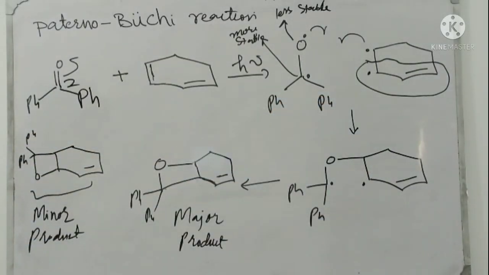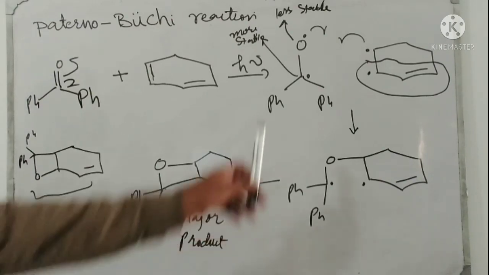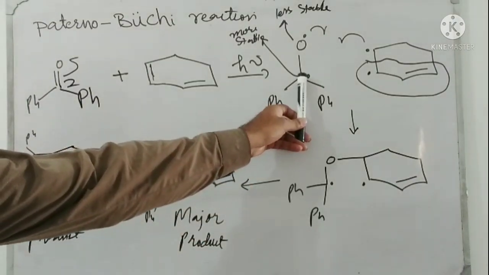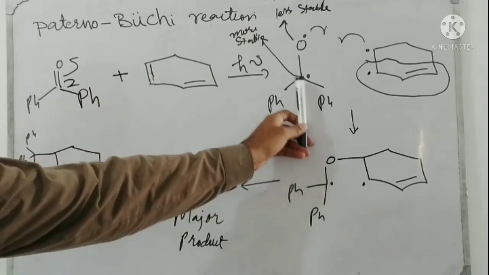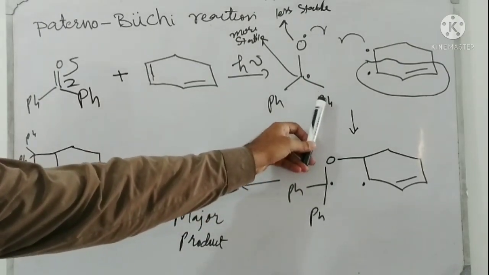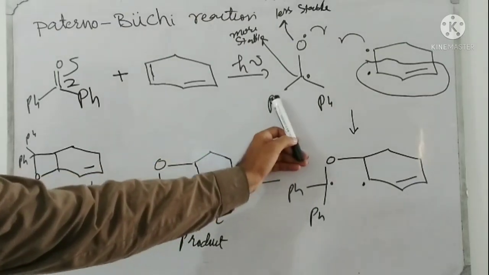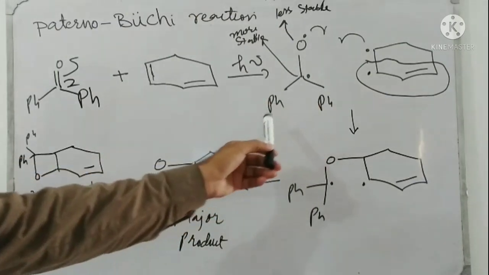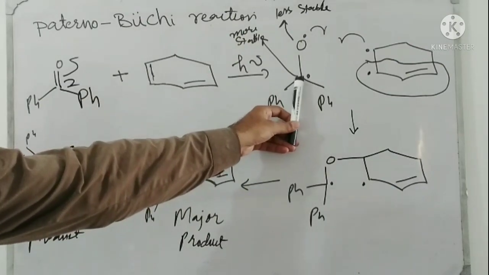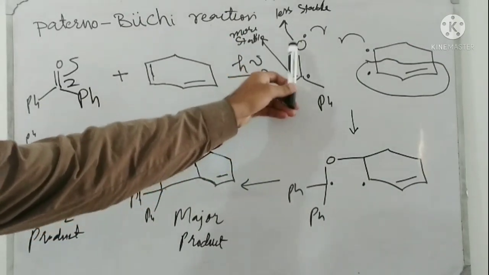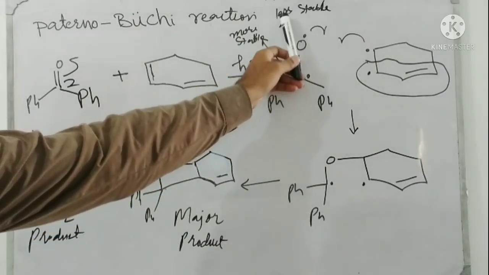It depends, as we discussed in the previous example, on the stability of the free radical. If you see here, this free radical has the two phenyl groups attached. So this radical can be stabilized through resonance by these two phenyl groups. This is like a benzylic type radical. So this radical is more stable, and this oxygen radical is less stable.